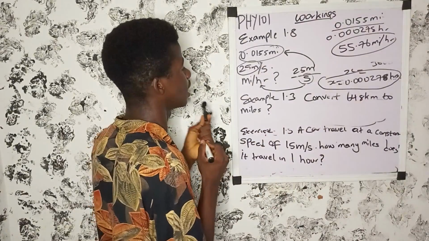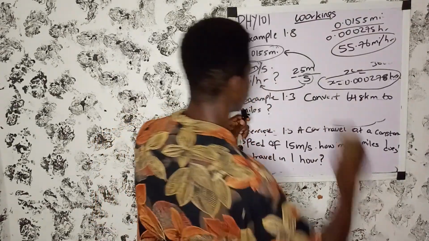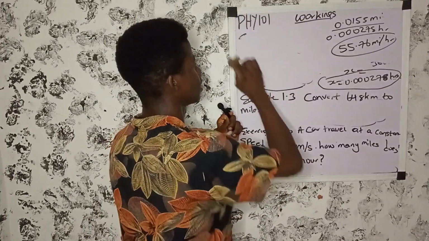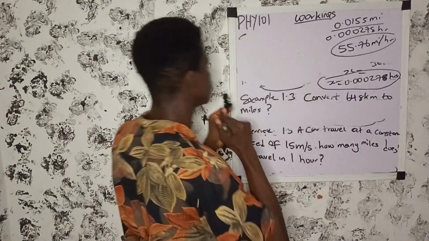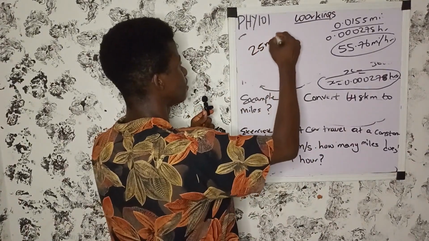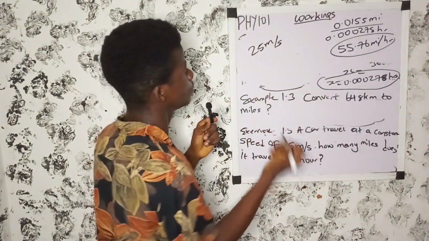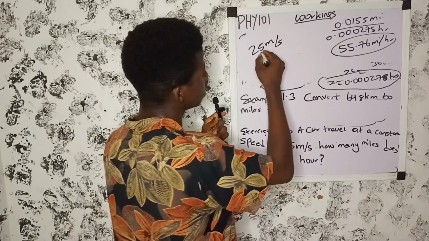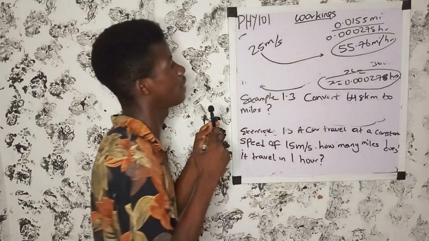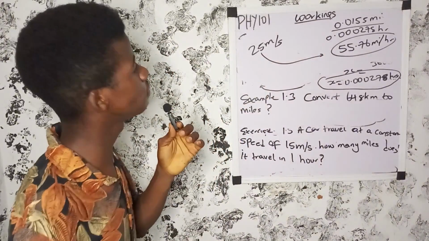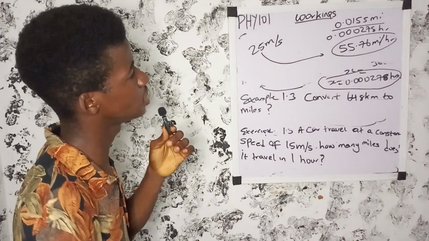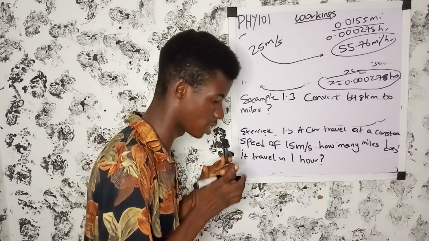Okay, so that is our final answer. So 25 meters per second, when converted, we get 55.76 miles per hour.